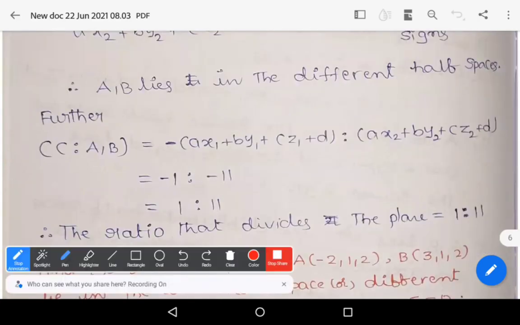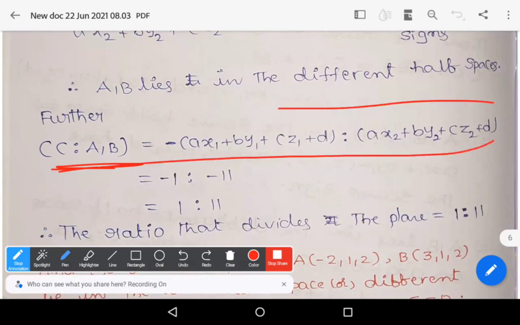Further, C is to A comma B is equal to, what is the formula for the ratio? This is the formula for the ratio: minus of ax1 plus by1 plus cz1 plus d is to ax2 plus by2 plus cz2 plus d. That is the formula for the ratio in which AB bar divides the plane at the point C.